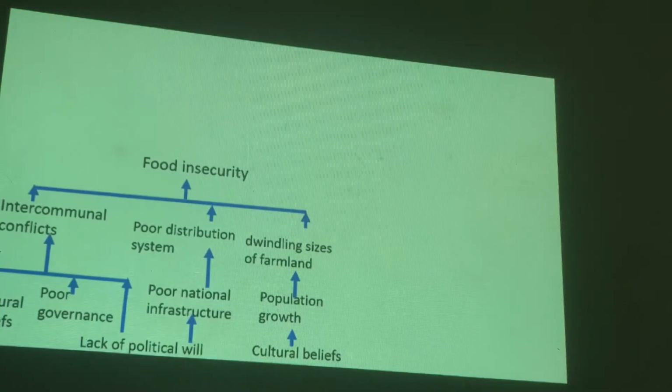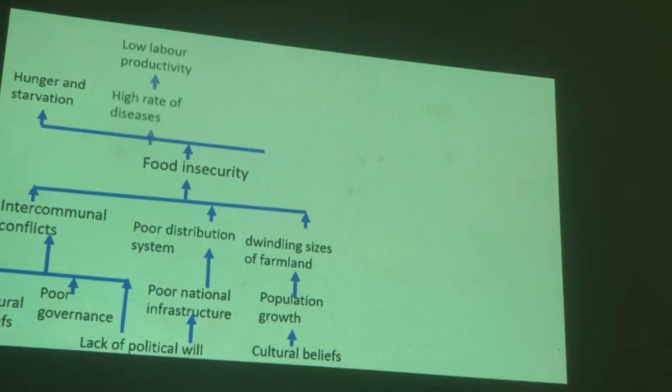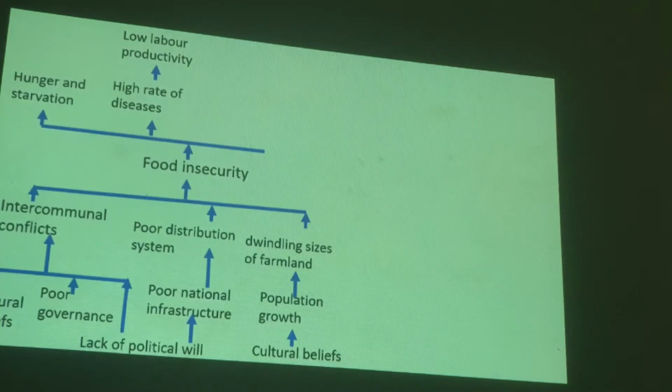Now, this is just a glimpse of building a problem tree, the roots that cause a problem that we are seeing, in this case, food insecurity. And we're saying that this problem, if it persists, can lead to hunger and starvation. That's one result. It can lead to high rates of diseases, which can also lead to low labor productivity. It can lead to high rates of vices, crime and all that. And this can lead to high cost of insecurity.